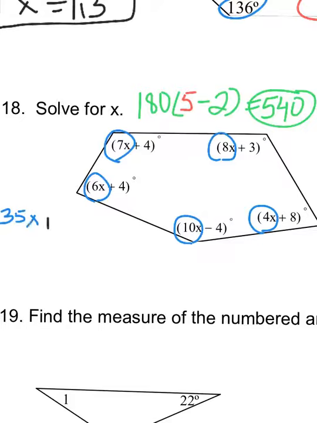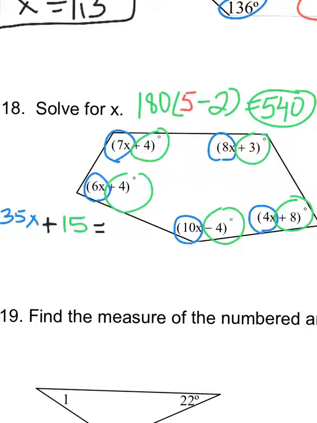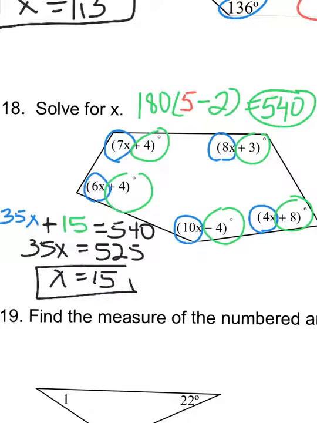Then add the 4, 3, 8, negative 4, and 4, which turns out to be 15. And set it equal to the 540 from up above that you found earlier, and solve that equation. After subtracting 15 from both sides, we end up with 35x equals 525. And after dividing by 35, x equals 15. We have solved for x.